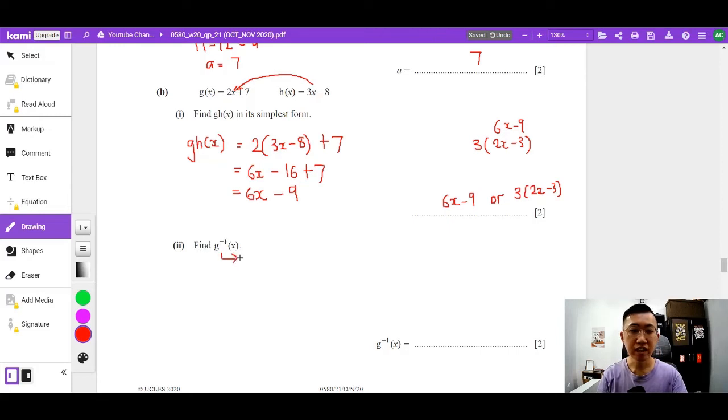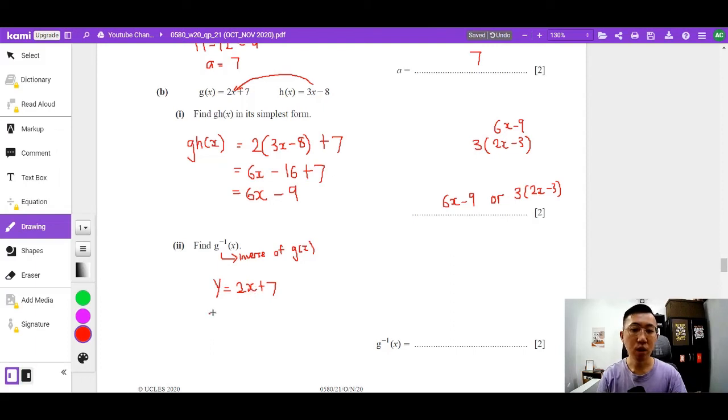Basically, this is the inverse of g(x). Find the inverse of function g(x). Okay, so follow the technique. First step, your g(x) you write as y. So write y. Then 2x plus 7, copy back. Now when you want to do inverse, you have to swap. Your y you write as x, x you write as y.